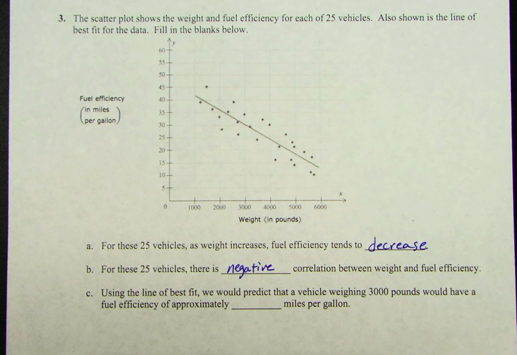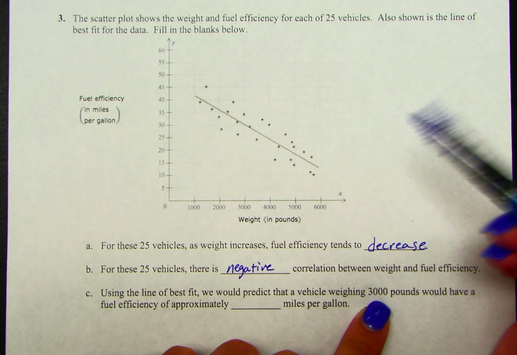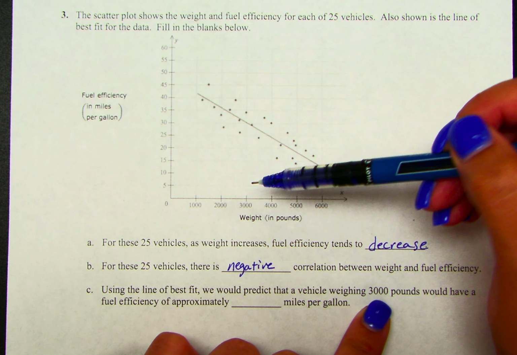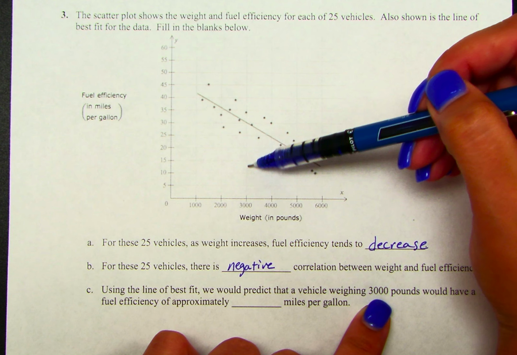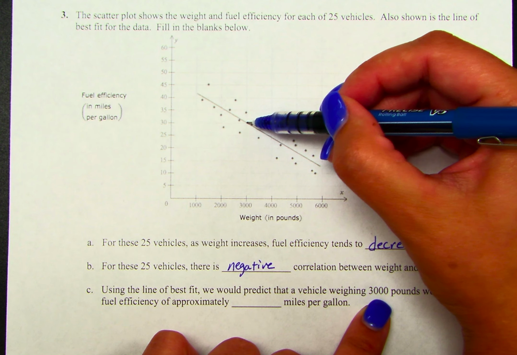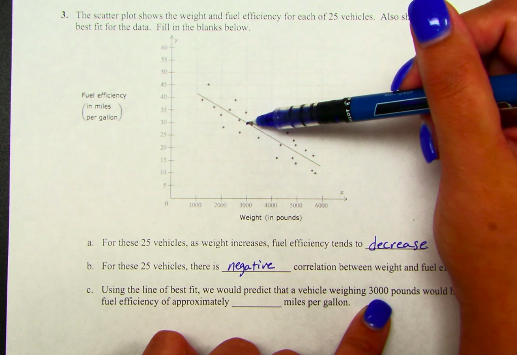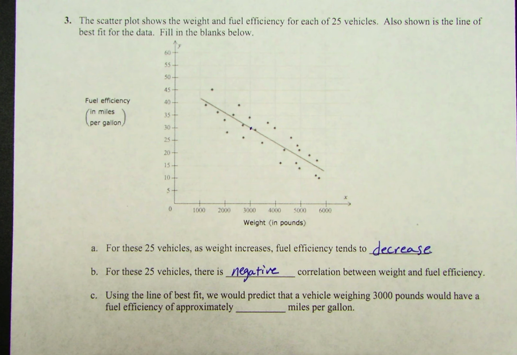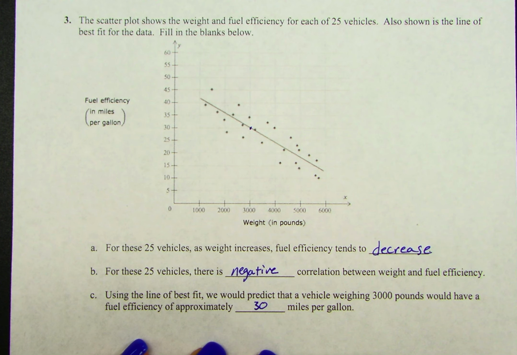And the last question, using the line of best fit, we would predict that a vehicle weighing 3,000 pounds would have a fuel efficiency of approximately blank miles per gallon. So that means I'm using my chart and I'm making my best guess. Looking at this, here's my 3,000. I'm just going to follow this up until I hit that line of best fit, so that's here. And then my Y value at that point would be 30, so it would be approximately 30 miles per gallon.